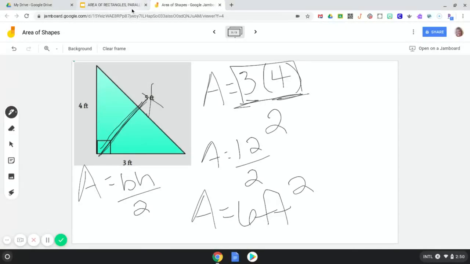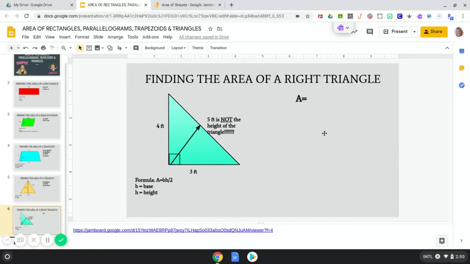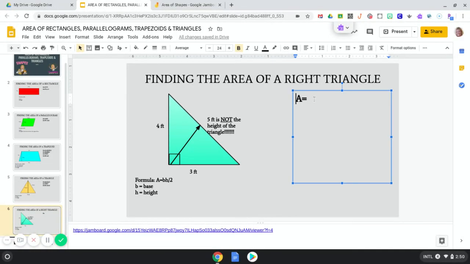Okay. So let's come back over here and get that typed in. So I did 3 times 4 divided by 2. That is my base times my height. And then I did 3 times 4. And that gave me 12. And then I took 12 and divided that by 2, which gave me 6 feet squared.